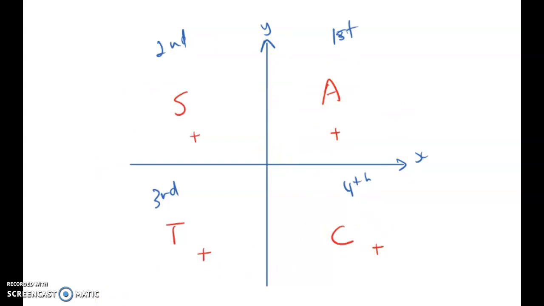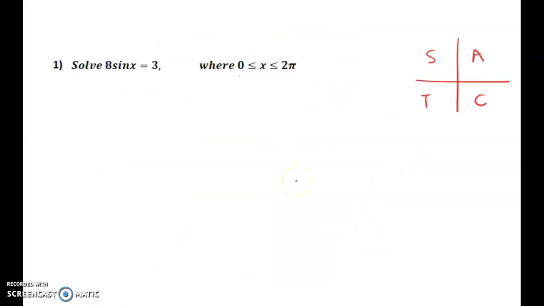Now let me move on to my first example. Number 1, solve 8 sine x equal to 3. Now they told us where x is between 0 and 2 pi. This information tells us that we are working in radians. So the first thing you need to do is make sure your calculator is set to radians. If it were instead 0 to 360, then we'll have to make sure that your calculator is in degrees.